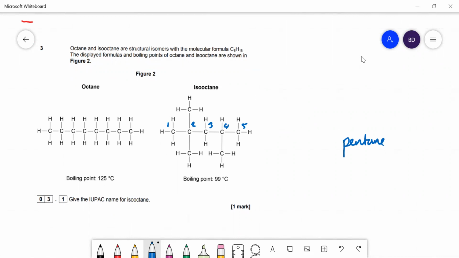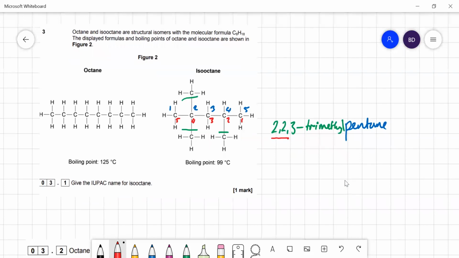And we've got 3 methyl groups. We've got 1, 2, and 3. So it's 2, 2, 3 trimethyl pentane. Now, if I had numbered that chain the other way around, 1, 2, 3, 4, 5, my name would have ended up being 4, 4, 3 trimethyl pentane, which would be the wrong answer because you've always got to give the smallest number that you can manage there. Number the chain to give the smallest numbers in the name.